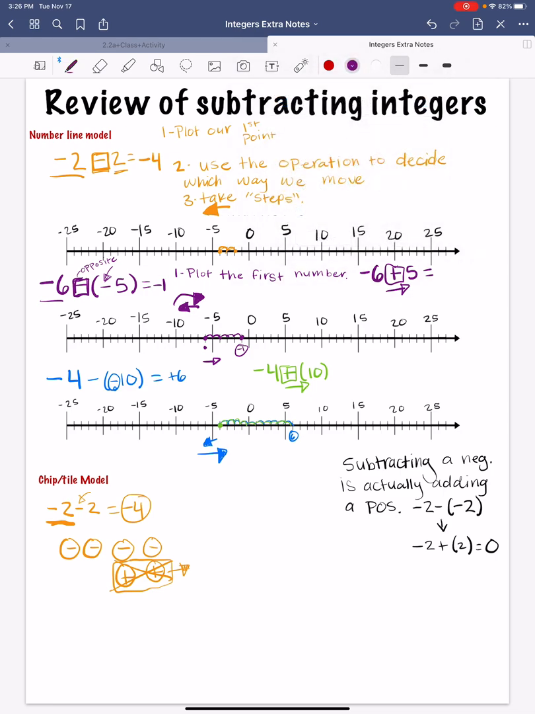Okay, now let's look at our second example, which was negative 6 subtract negative 5. So we're going to start with 6 negatives. There's our 6 negatives. And now it's saying take away 5 of the negatives. So we're going to take away 5 negatives. 1, 2, 3, 4, 5. And we are left with 1 negative. There's our answer.